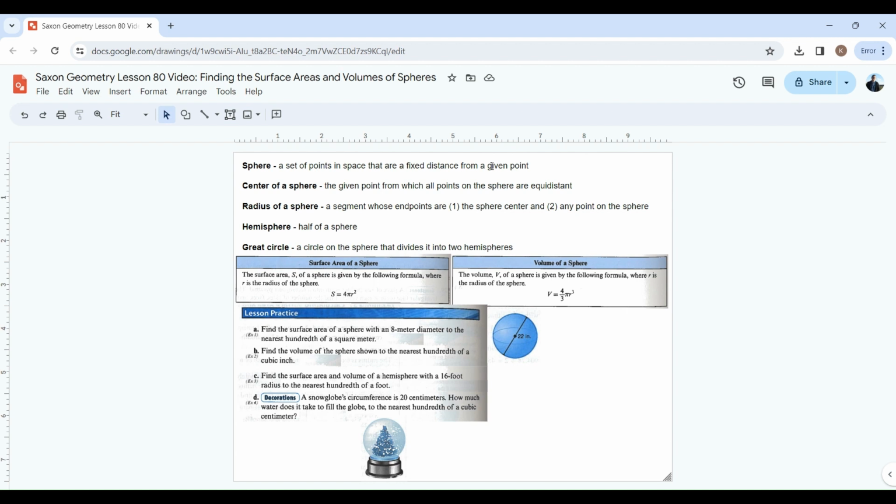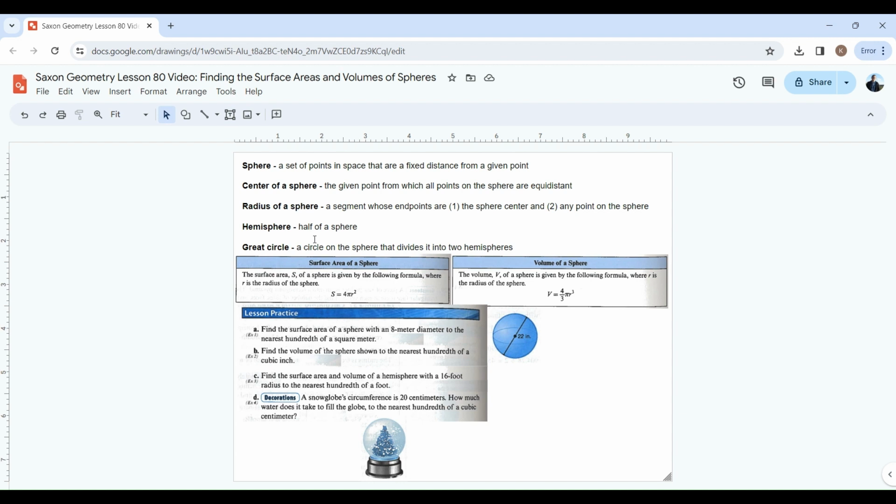The center of a sphere is the given point from which all points are the same distance away. The radius of a sphere is from the center point. It has two endpoints. One is the center of the sphere, and the other is any point on the outside of the sphere. Because remember, all points on the sphere are the same distance away from the center. So that's how you find the radius.